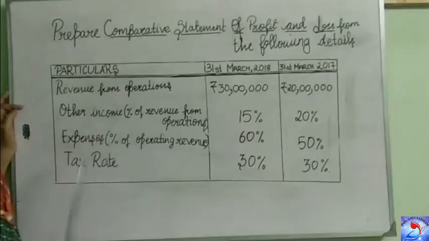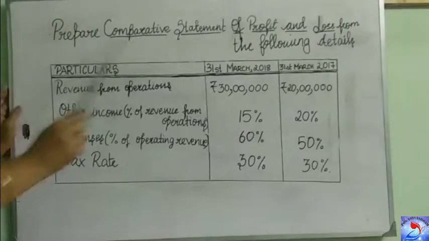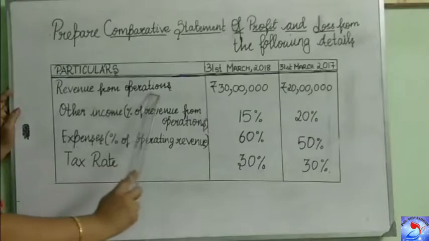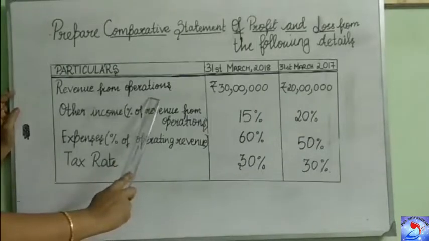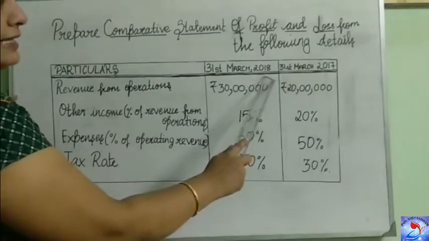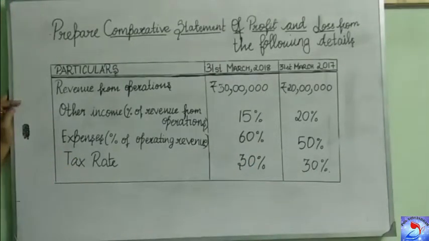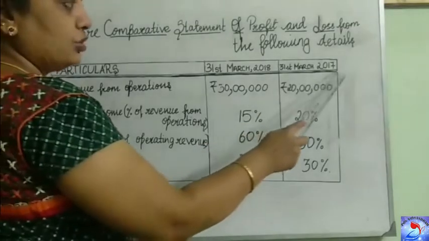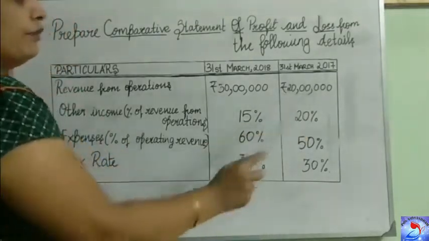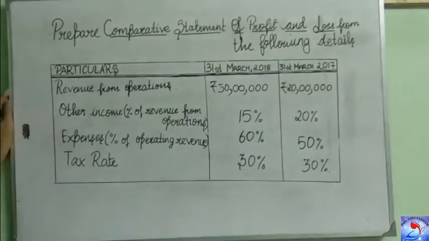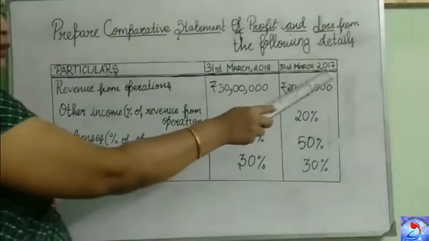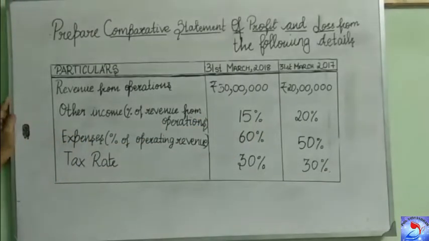Now in this sum they have given you only revenue from operation. For 2018, the current year, it is 30 lakh rupees, and for 31st March 2017, revenue from operation is 20 lakh. Other incomes: have they given you the amount, children? No. They have given it in percentage for 2017 as well as 2018.